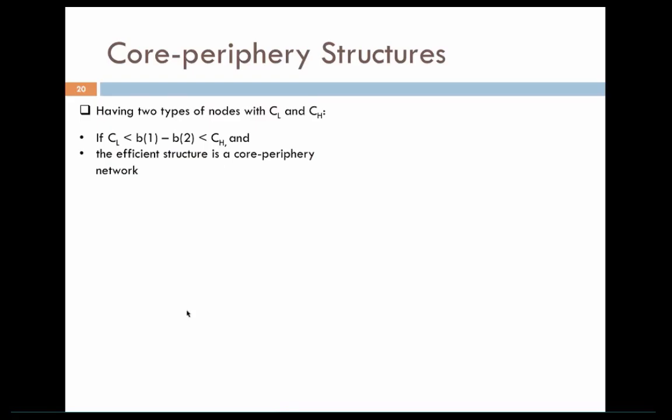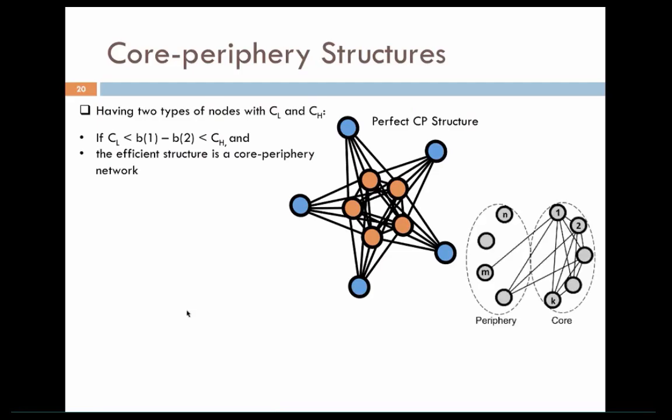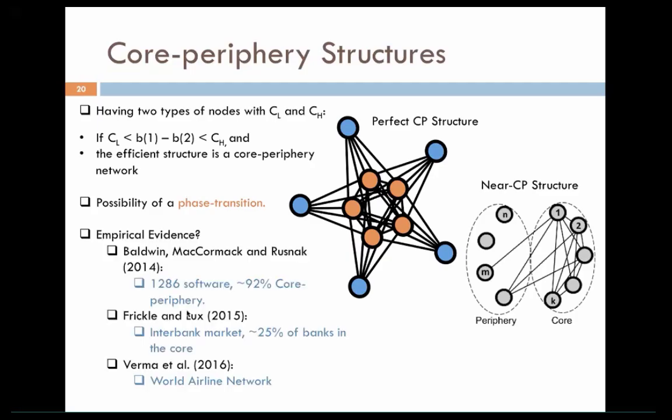If we go to slide 20 and look more closely at core periphery structures, take the simplest possible case, a special case of the framework that we just presented. Suppose we have two types of nodes, some endowed with big levels of resources, with costs C low and C high. Given certain conditions for C low and C high, we get a perfect core periphery structure where the core nodes are all connected to each other and the peripheries are connected to all the nodes at the core, which is a special case of the near core periphery structure that is the general case of this problem setup.